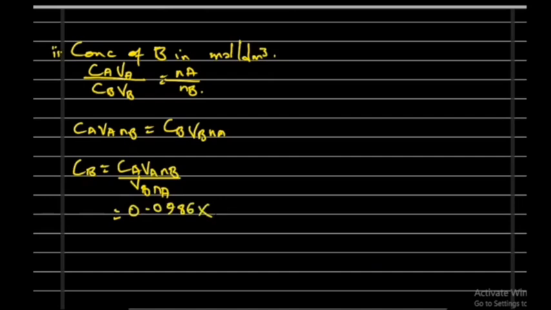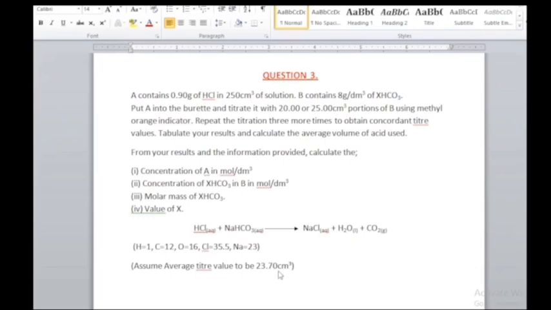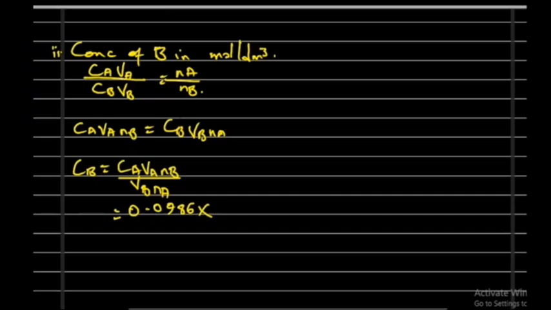0.0986 multiplied by the volume of acid used. For this question, we're told to use 23.70. You can see that written down here, 23.70. So 23.70 multiplied by 1, which is the number of moles of acid, and then divided by our volume of base, which is 25, multiplied by 1.